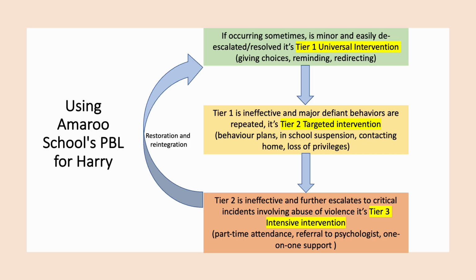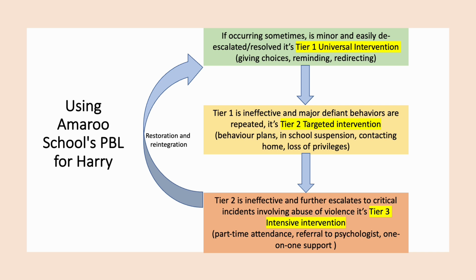If Harry's defiant behaviour only occurred sometimes and is easily de-escalated or resolved, it would be classified as Tier 1 under Amaru's PBL, as it involves minor non-compliance and mild disruption. To support Harry in Tier 1, teachers could use universal interventions such as setting clear behavioural expectations, giving him choices, reminding, redirecting, self-regulation strategies, or restorative conversations.